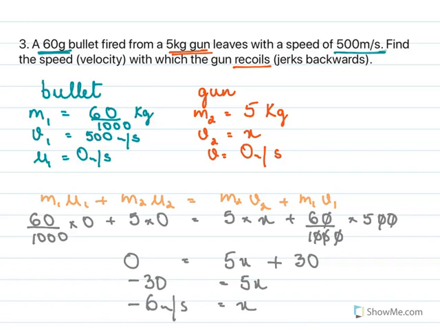Now why did we get negative? Because the bullet is moving in the forward direction with a speed of 500 meters per second. The gun will definitely move in the backward direction with a speed of 6 meters per second, and hence a negative sign to show that it recoils. It goes in a direction opposite to that of the bullet.